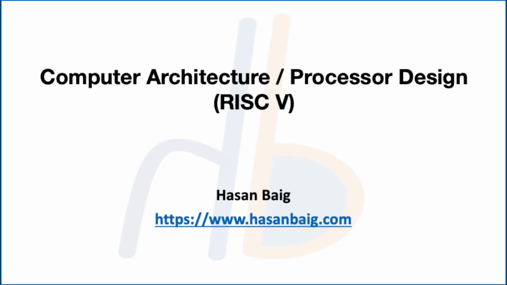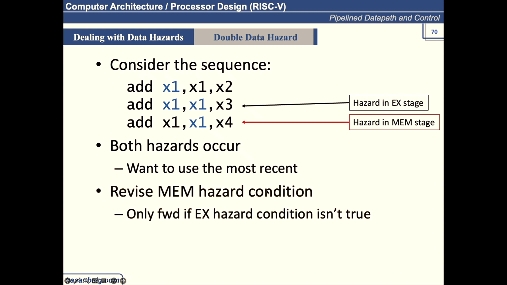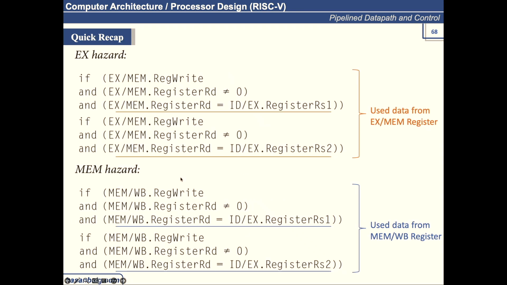Okay, so where both hazards exist, data hazards exist, we want to use the most recent data, and we need to revise the MEM hazard condition. We have already seen the conditions here. We need to update the MEM hazard condition so that we can decide where to forward the data from.